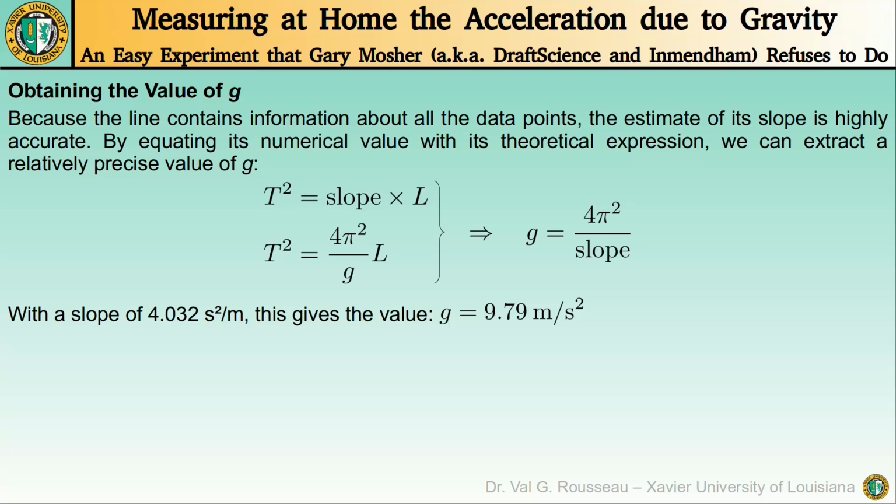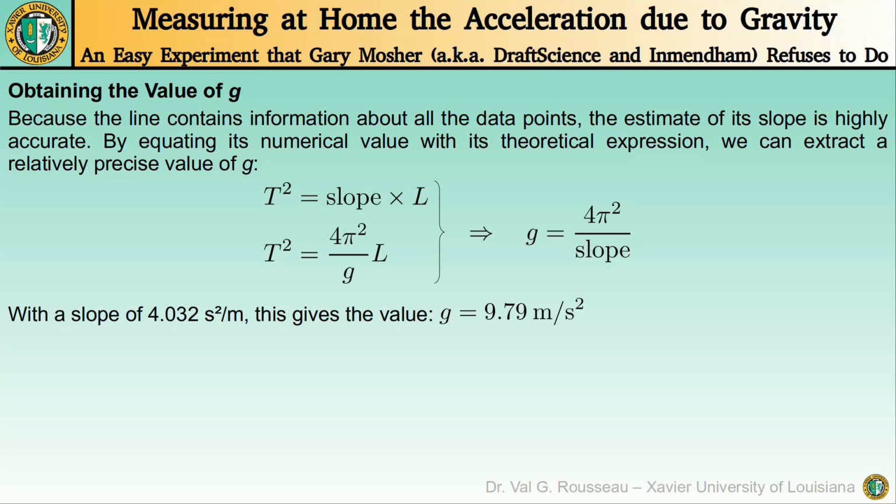Finally, we can identify the slope of the line with the quantity 4π² over g, from which we conclude that g is equal to 4π² over the slope. This allows us to conclude that our experimental value of g is 9.79 meters per second squared. So, remember we announced an estimate with 3 significant figures, and you might want to argue that our 9.79 value doesn't match with the well-known 9.8 average value.